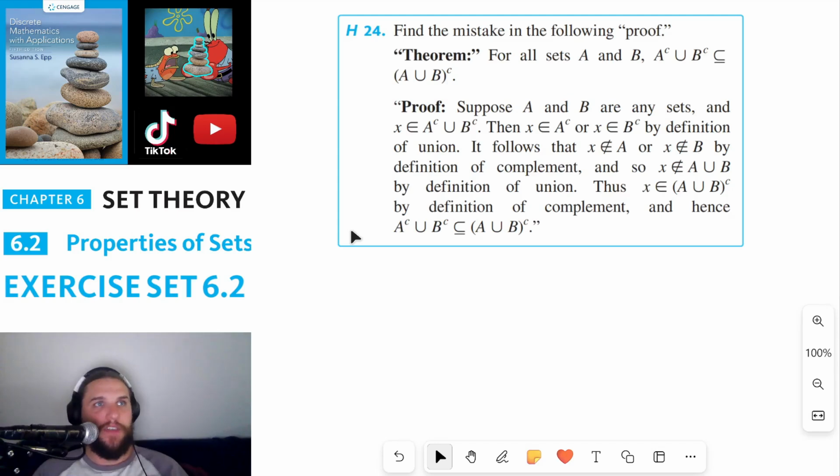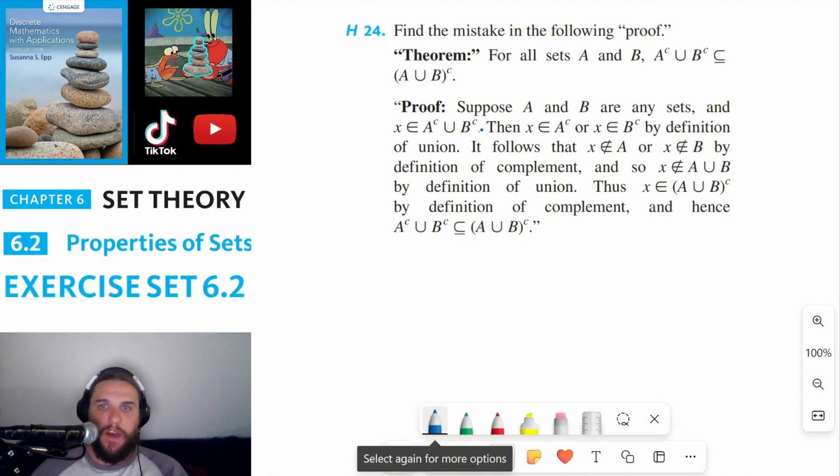Find the mistake in the following proof. Theorem: for all sets A and B, A complement union B complement is a subset of A union B all complement. The proof: suppose A and B are any sets and X is an element of A complement union B complement.